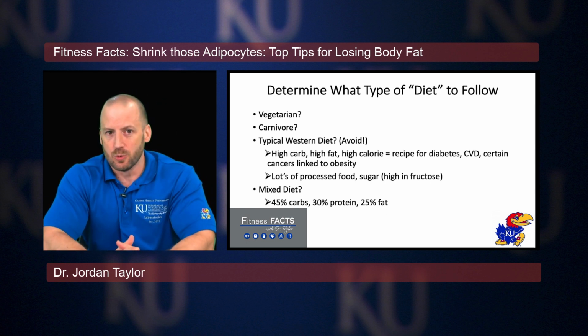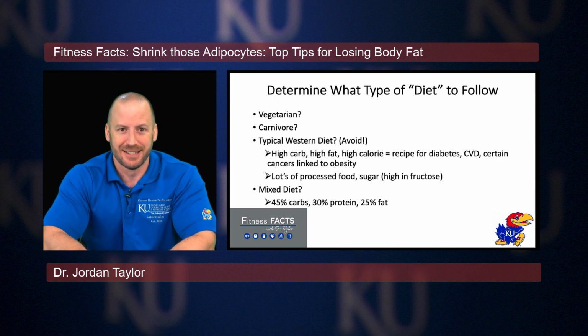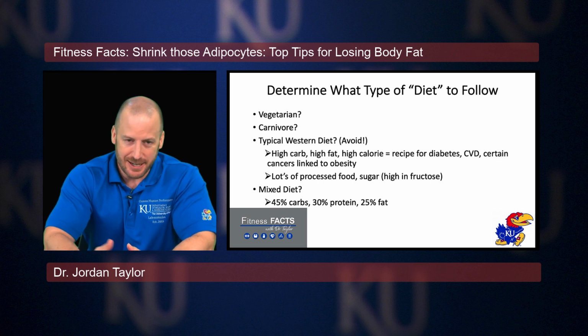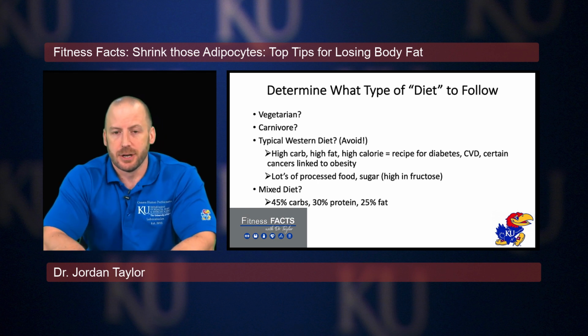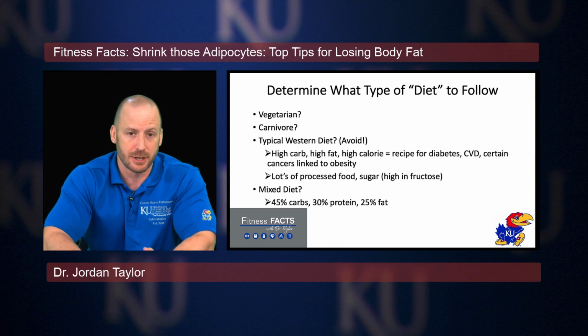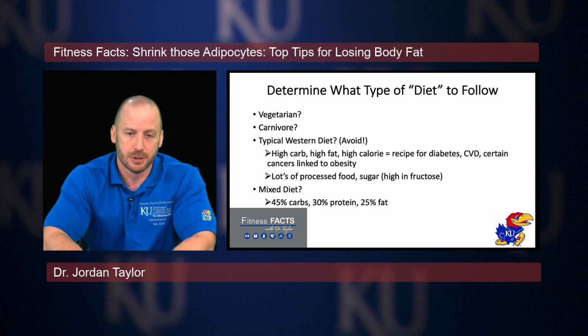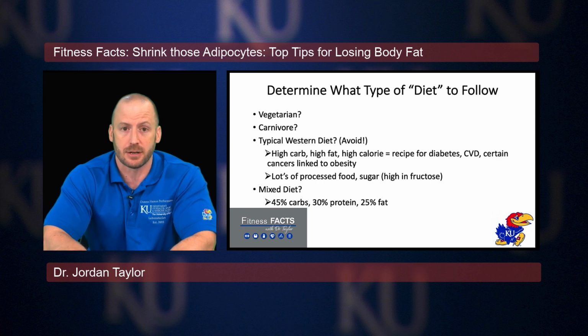Now let's talk about the typical Western diet. This is what you typically want to avoid. Our typical Western diet is high in carbohydrate, high in fat, high in calories, which just creates a recipe for diabetes, cardiovascular disease, and certain cancers that are linked to obesity, like colorectal cancer, breast cancer. I mean, there's a variety of cancers that are linked to being overweight and obese. And unfortunately, right now, 70% of our population in America is overweight or obese. I mean, that's almost 3 out of 4 people. So it's a real struggle with our diet and just excess.